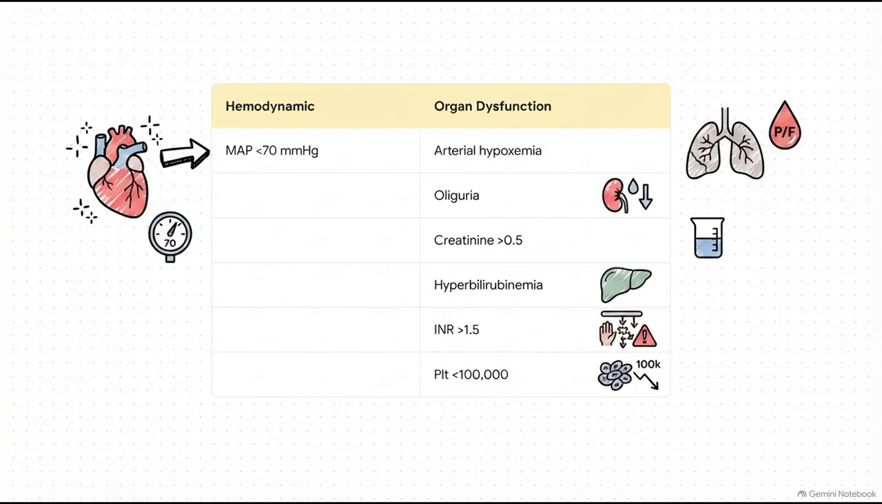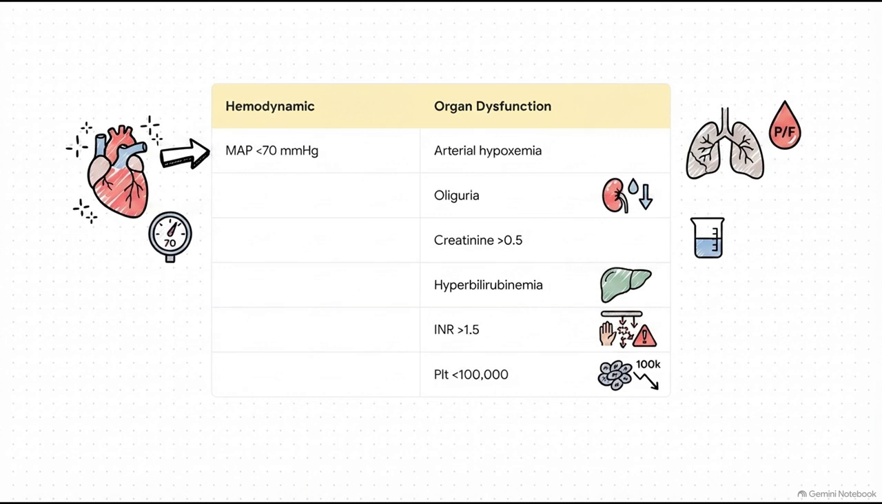Now, as we move into the hemodynamic and organ dysfunction parameters, the severity ramps up fast. For hemodynamics, we are laser-focused on the mean arterial pressure, the MAP. If that drops below 70 millimeters of mercury, organs simply can't get enough blood. They literally start to starve. And that brings us to organ dysfunction. These are your critical gotcha metrics as an auditor. You've got to scan for arterial hypoxemia, like a PaO2/FiO2 ratio under 300. Watch those kidneys. Is urine output dropping below 0.5 ml per kilo per hour? Or maybe an acute creatinine jump of more than 0.5 from their baseline?